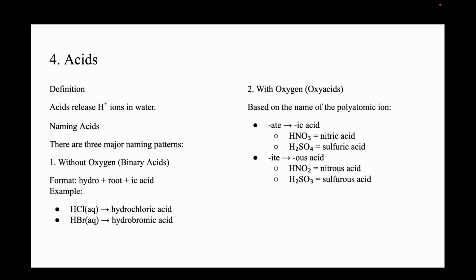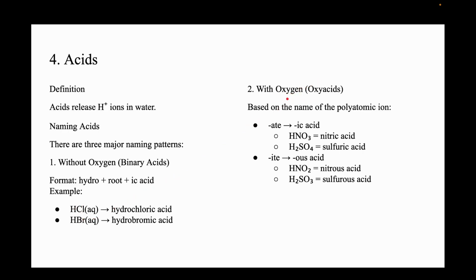So now we're moving on to acids. Acids release hydrogen ions in water. You just need to know how to name the acids, and there are three major naming patterns. If you have an acid without oxygen in the name, it's going to be hydro plus root plus ic. For example, we have HCl, hydrochloric acid. We have HBr, hydrobromic acid. As you can see, there's no oxygen in these formulas.